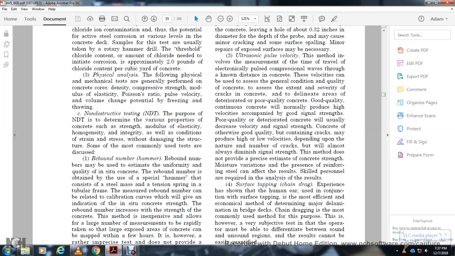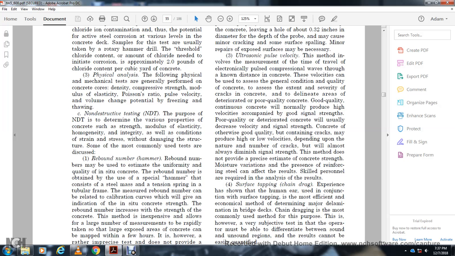The rebound number is an estimate of the quality of the concrete. The rebound number is obtained by a special hammer that consists of a steel mass with a tension spring in a tubular frame, with a calibration curve which gives an indication of the concrete strength from the rebound number. An increase in the rebound number means an increase in the strength of the concrete.